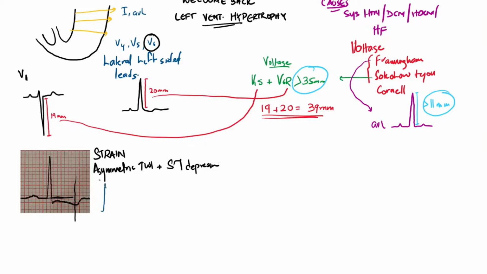I'm going to give you two more examples. You can pretty much have a flattened ST segment, and you can have an R wave and a different morphology of an ST segment depression and an asymmetric T-wave inversion. These patterns are known as strain equivalent patterns, and these are pretty much suggestive of LVH as well.